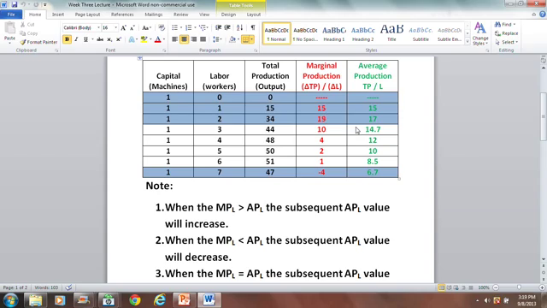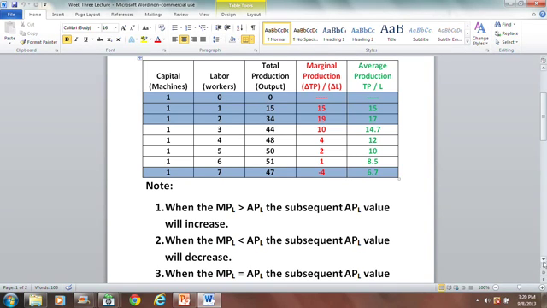When the marginal is less than the average, the average falls. So when the marginal is less than the average, the average falls to 12. Or when the marginal of 4 is less than the average of 12, the average falls to 10. So when the marginal is less than the average, the average will decrease.